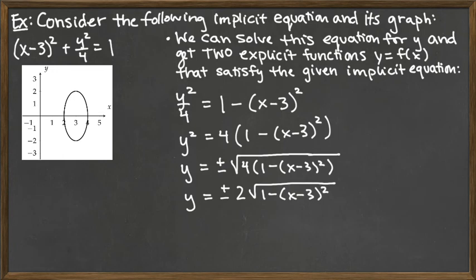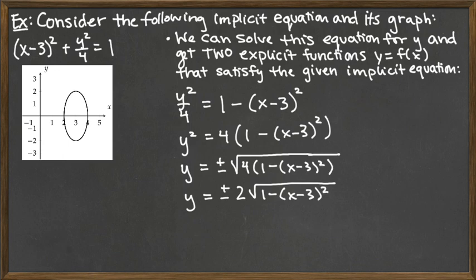So really what we have here is two explicit functions. One covers the top half of the ellipse that we have pictured. That would be the one that comes with the plus sign. And the one that comes with a minus sign is the part that's covering the bottom half of that ellipse. And so it makes sense that both the top half and the bottom half independently would be functions themselves.